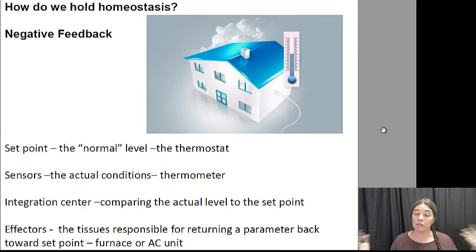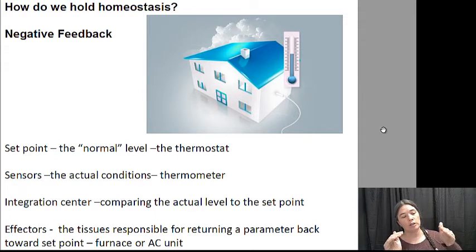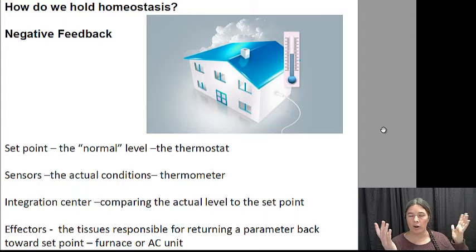Then you have sensors. Sensors detect the current conditions. In the case of your house, your sensors will detect the actual temperature in your house. Then you have an integration center. The integration center compares the set point to the information from the sensors, so the information from the actual house. So you set it for 75, because I like my house at 65, but I'm weird. Set it for 75. It's actually 55. It's too cold, right? So then you need to compare those two. The integration center is going to compare those two things, and then it will send a signal to an effector, and the effector will bring the level back up to the set point.